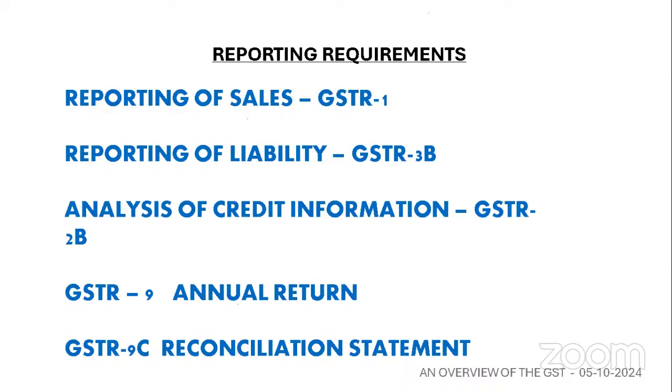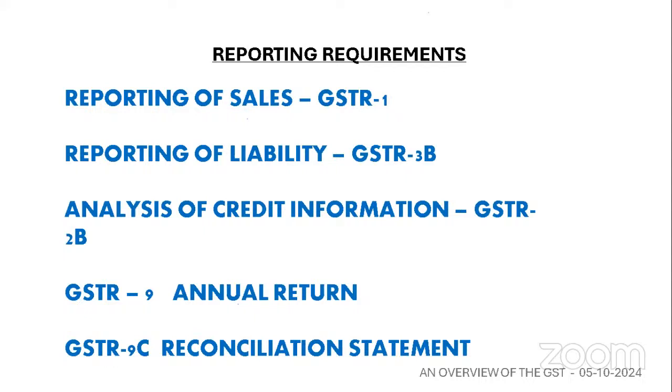Then every dealer is required to report information to the GST portal. Normally every month the person will be filing the report of the sales on the 11th day of the month, and on the 20th day of the month he will report his liability by calculating the tax payable on sales minus the tax paid at the time of inward supply. The net tax he has to report in GSTR-3B. These two forms are filed by every registered person every month.